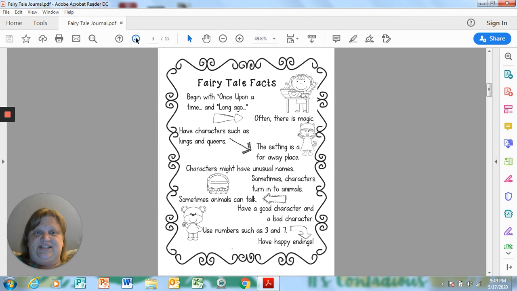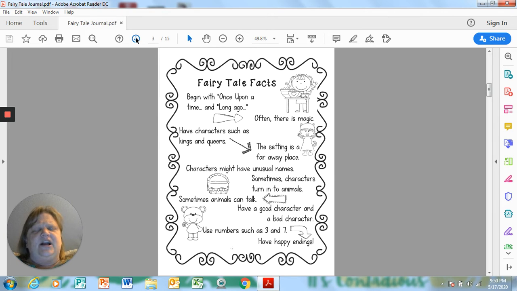The characters sometimes have very unusual and different names. And oftentimes the main characters are animals, and those animals talk. Now, do animals talk in real life? Of course not. But in fairy tales, animals often talk. Or what other creations are in the fairy tales? Sometimes the animals turn into humans, and sometimes the humans turn into animals.